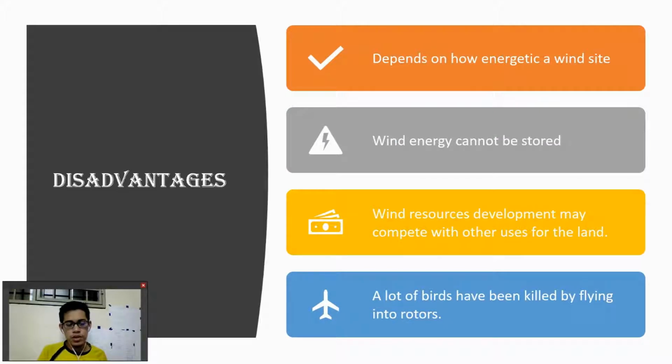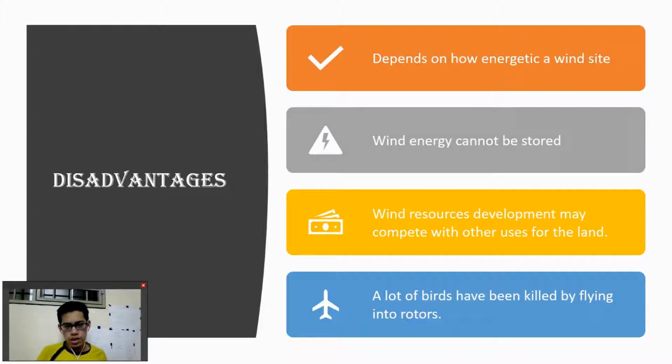And now we go to the disadvantages of wind energy. This wind energy only depends on how energetic a wind site is, which means that if the site has good wind, it is better. But if it doesn't have very energetic wind, then the energy produced gets lower.